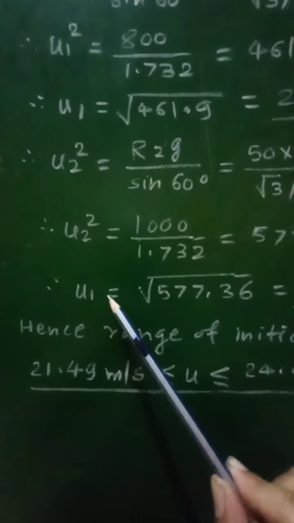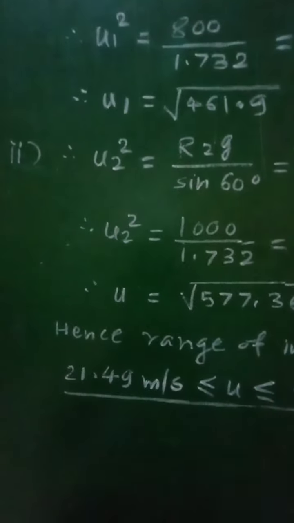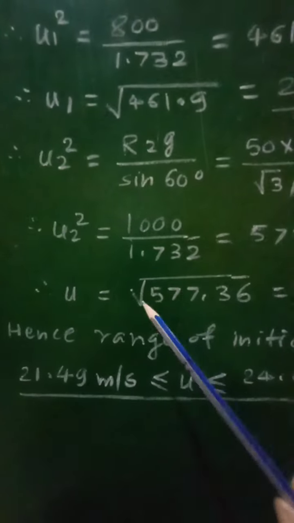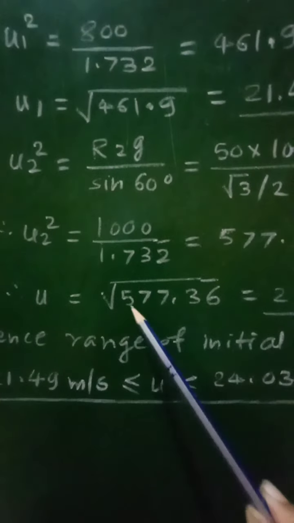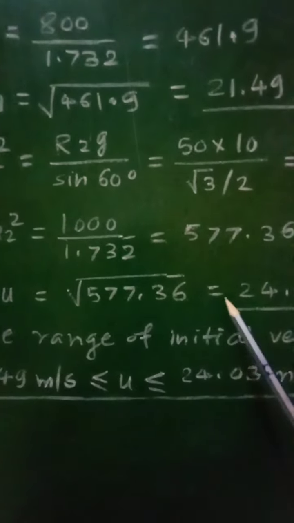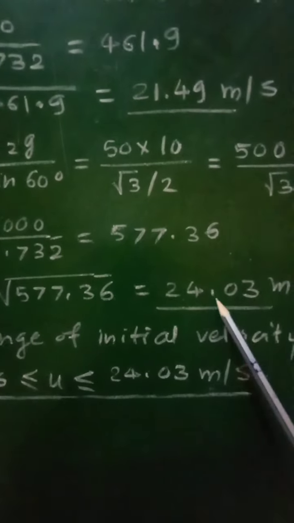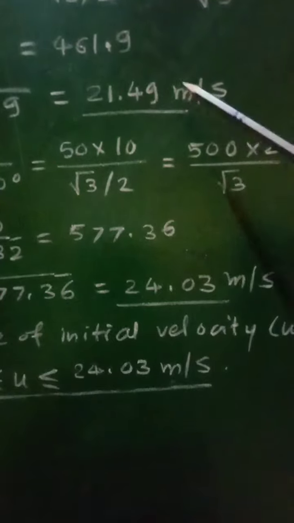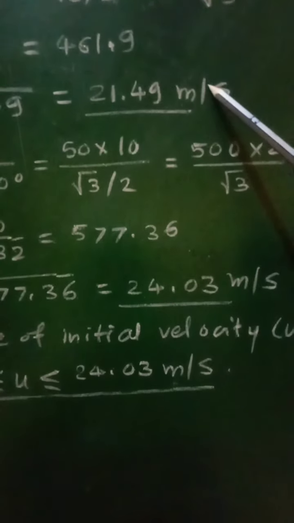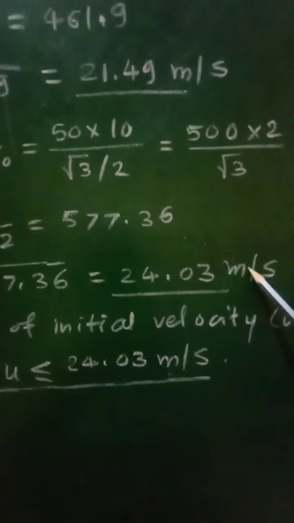Therefore u2 will be equal to the square root of 577.36, that comes out to be 24.03 meter per second. So u1 is 21.49 meter per second, u2 is 24.03 meter per second.